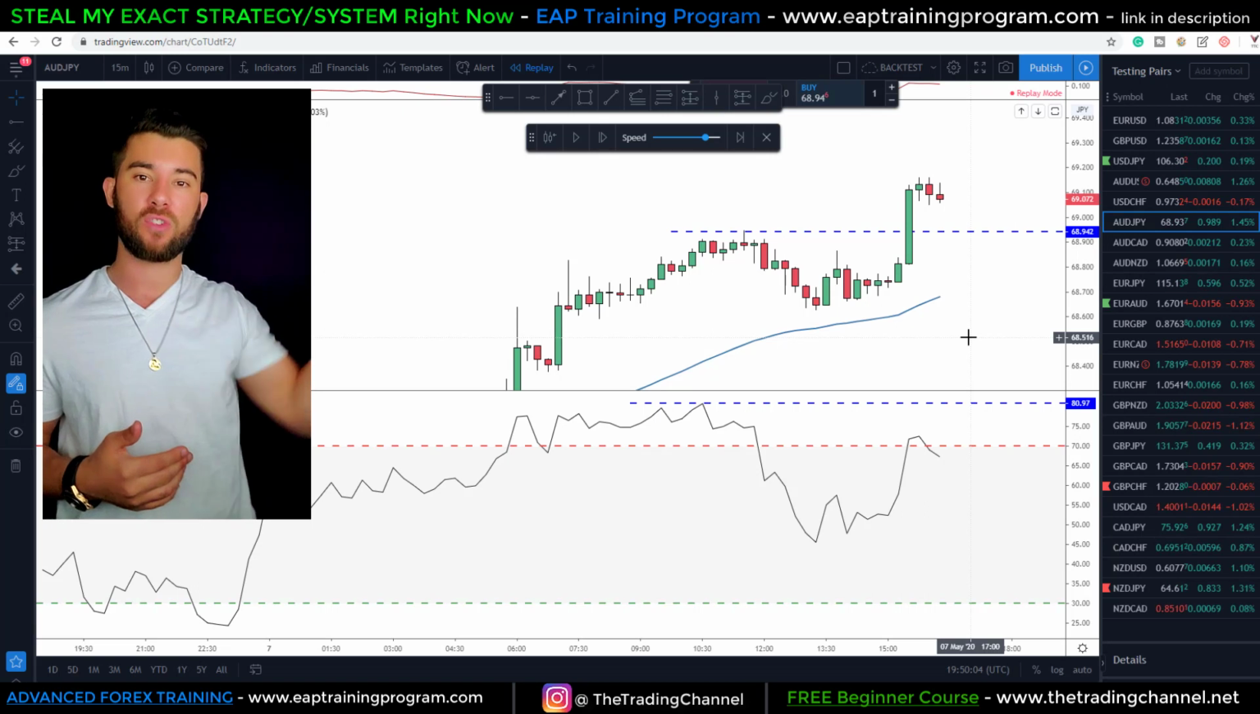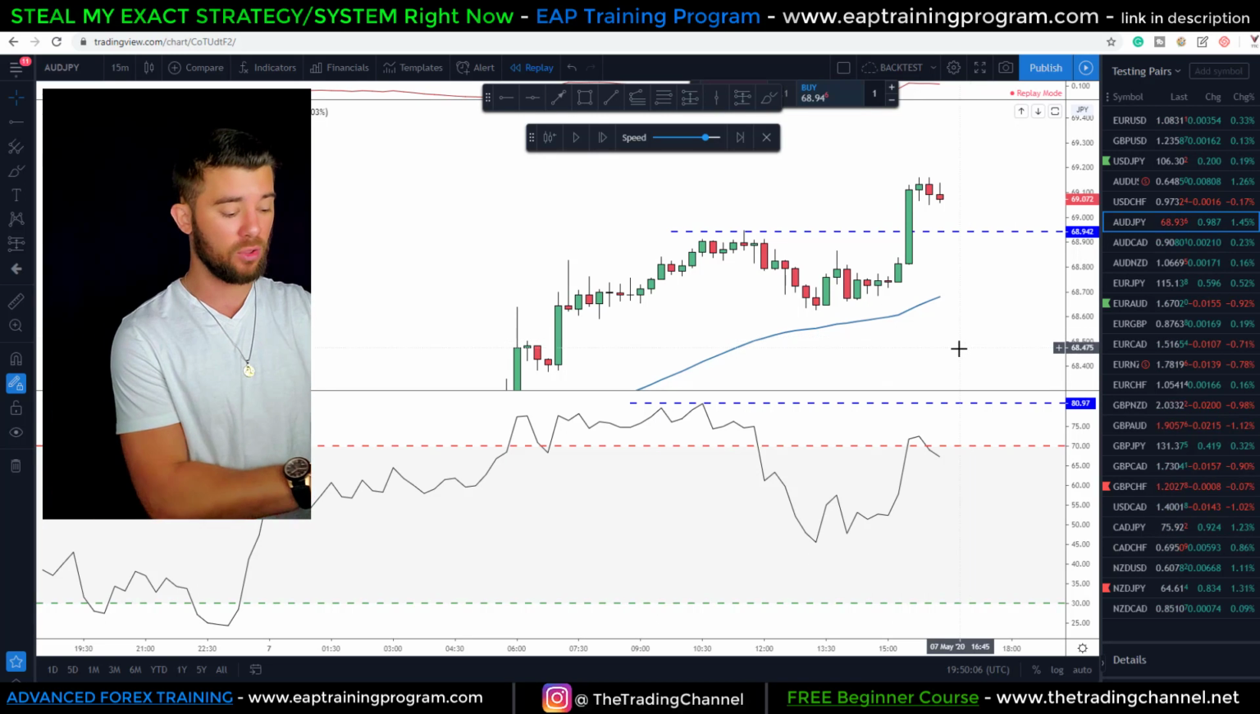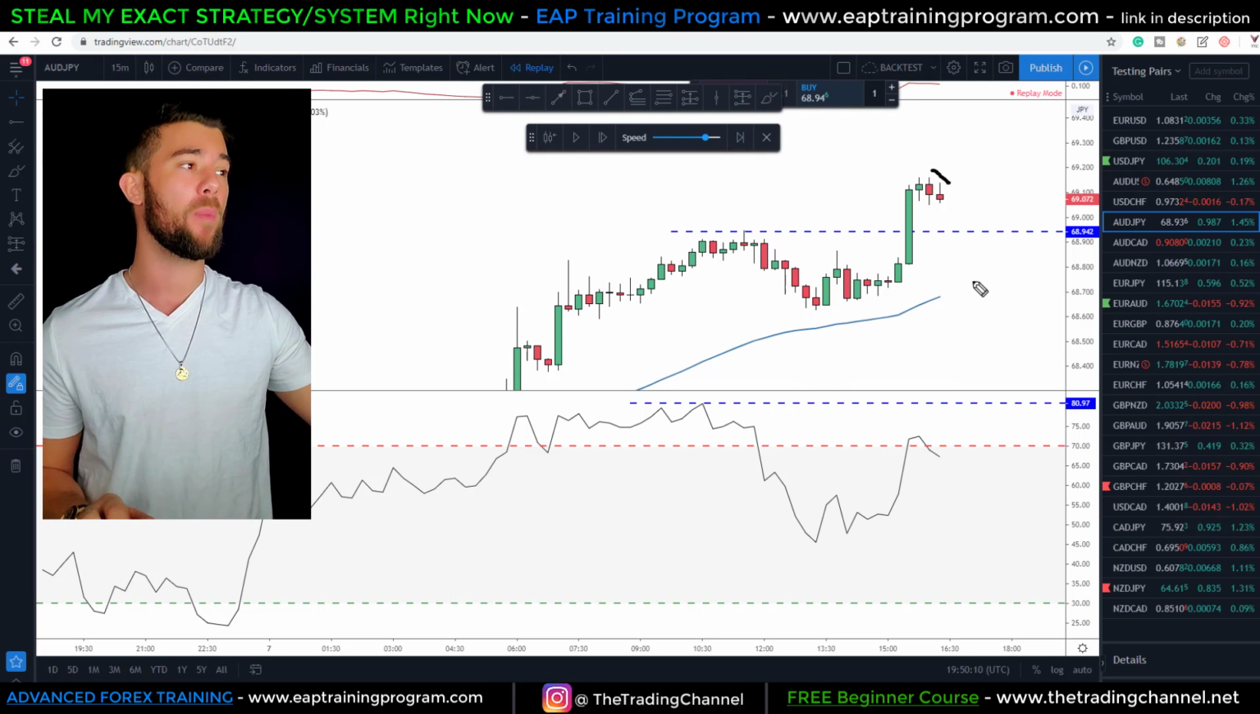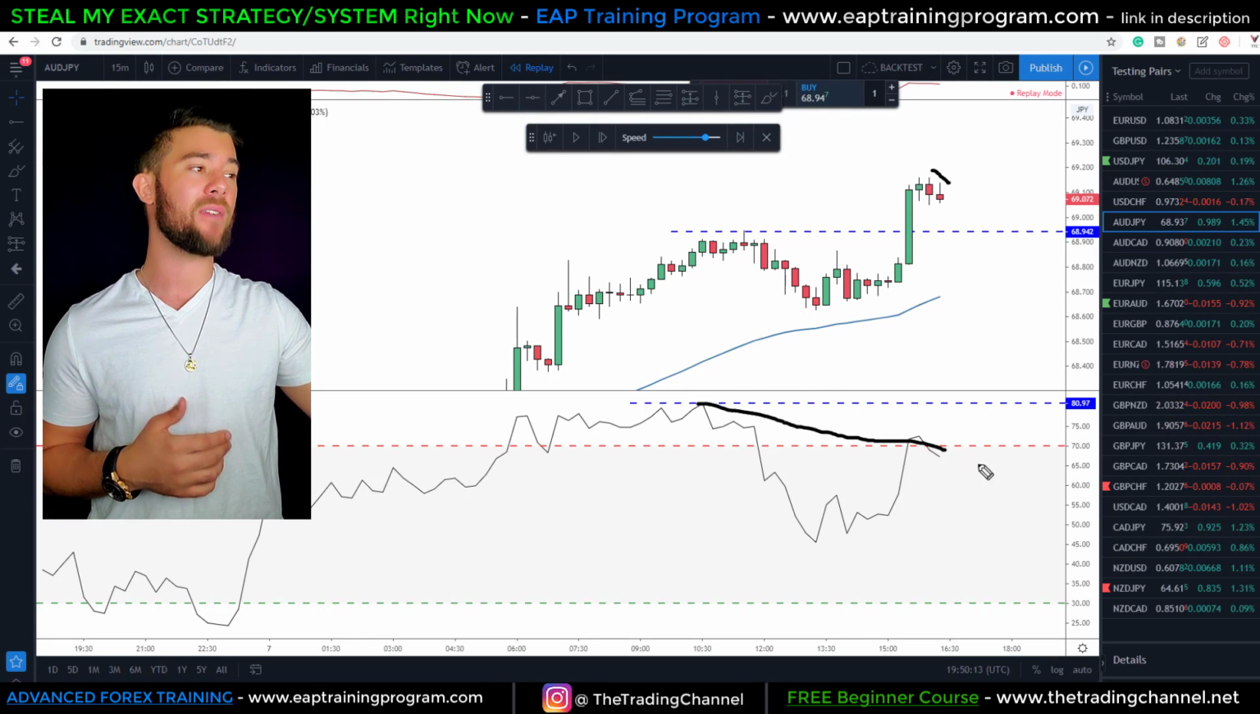I want to make sure that's a swing high. The way I identify that is by looking for this 2 candle pullback. So at this point, I can see that we have divergence.